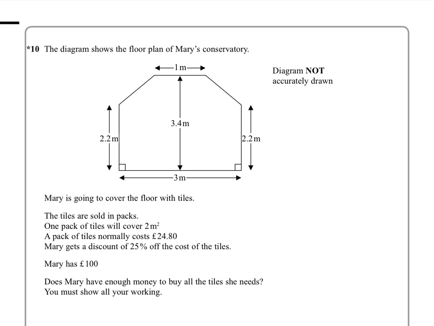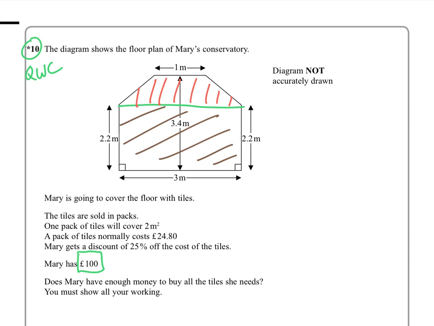So in this question we have quality of written communication again. So we're going to set our work out well. And we want to work out whether £100 is enough to cover the cost of tiling the floor. So let's split this into 2 shapes here. So we've got a trapezium here, and then we've got a rectangle here. So first of all, let's try and find the area of the rectangle, the easier one. So we've got the area of rectangle would be 3 by 2.2, which would be 6.6 meters squared.